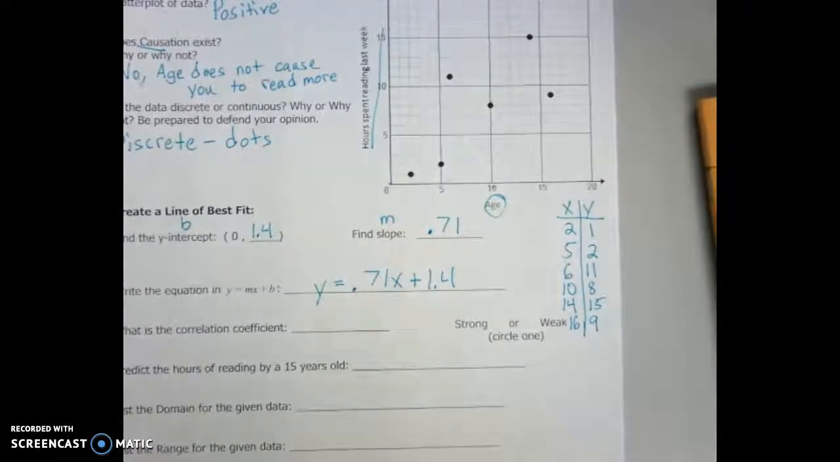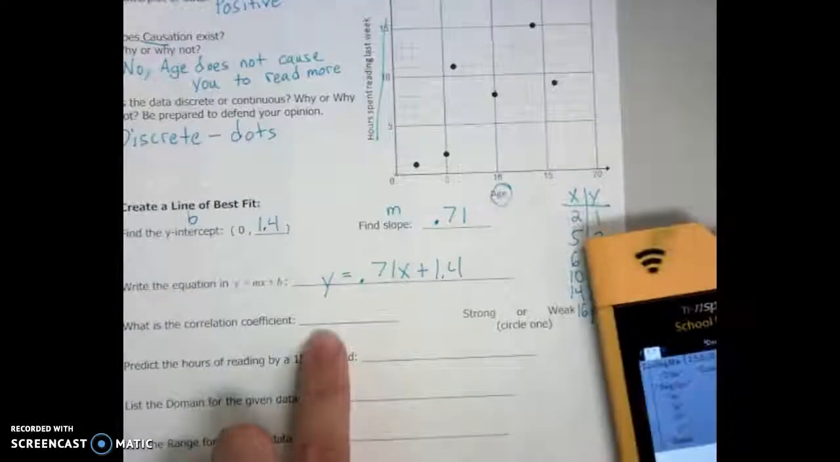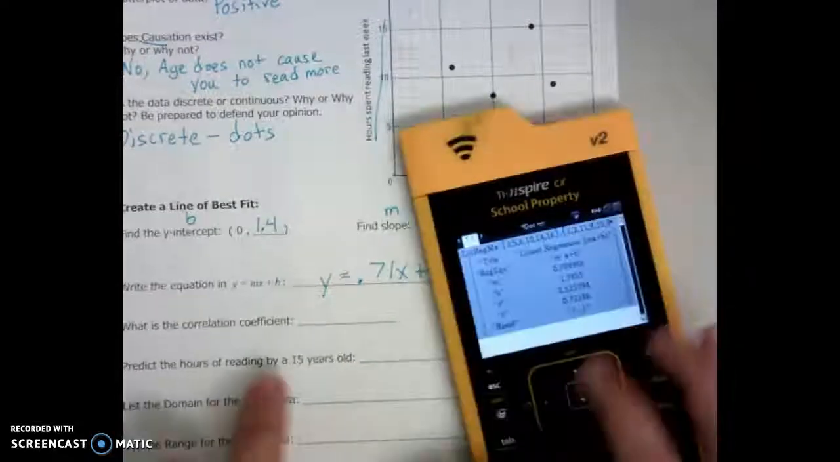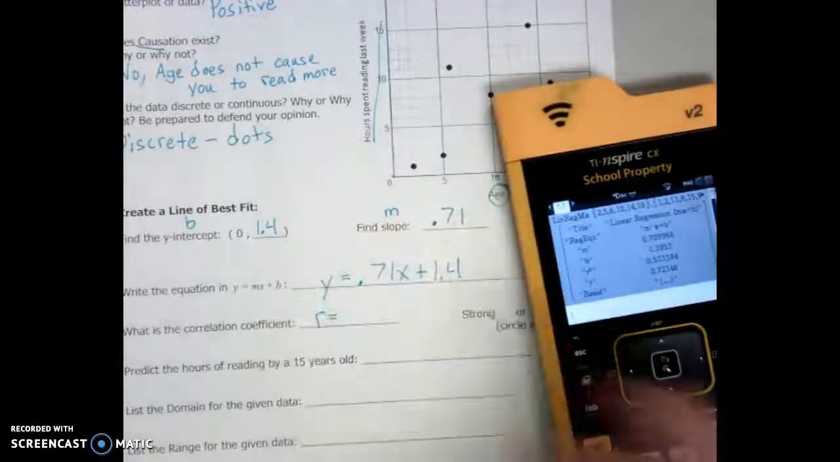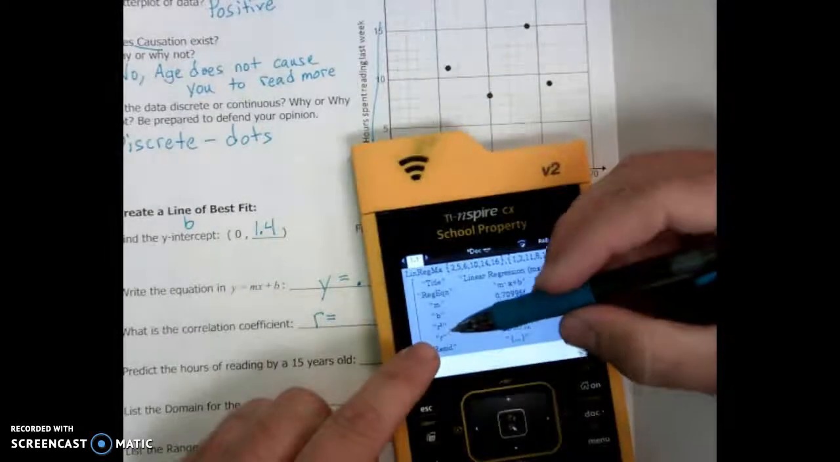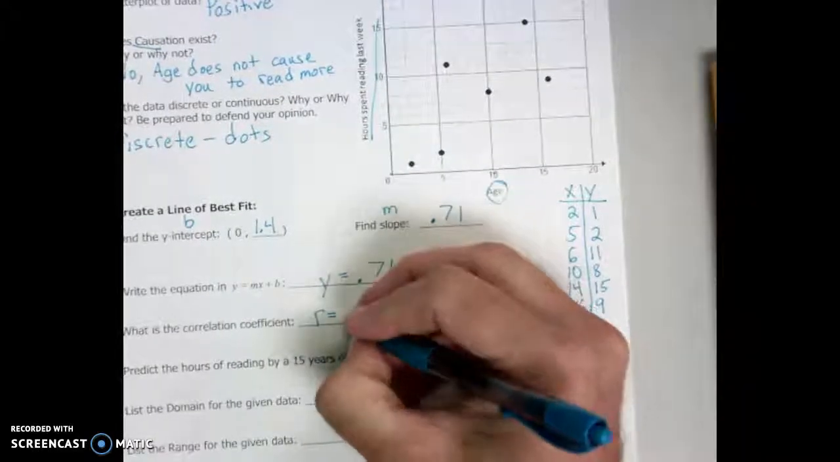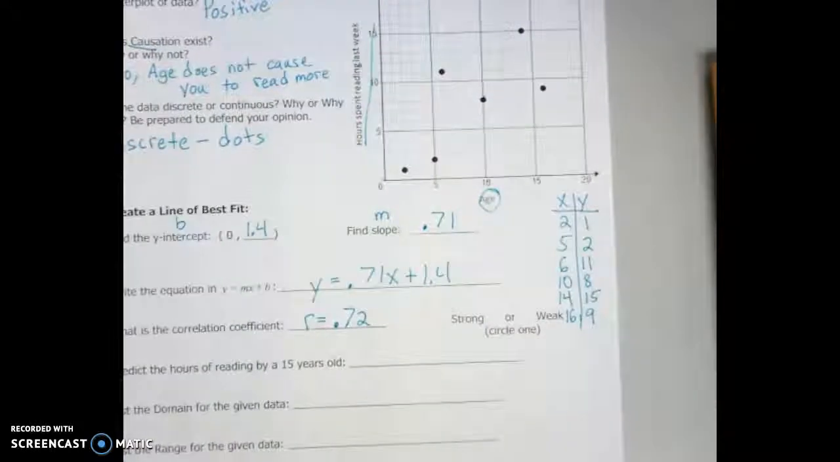Now, correlation coefficient. A lot of people are writing positive and negative there, or weak or strong, or things like that. I want to know what the R value is. Just to let you know, you'll never use R squared. So in this case, your R value is 0.72. Our magic number to decide whether it's strong is going to be 0.8. It could be a negative 0.8 or a positive 0.8.